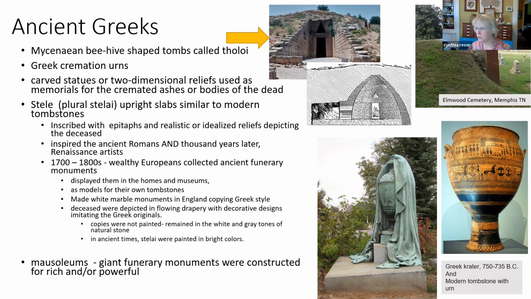They adopted it. And of course, we know the artists in the Renaissance loved everything Greek and Roman, and they adopted it. In the 1700s and 1800s, we have a neoclassical revival, and wealthy Europeans liked to go on the grand tour, and they would collect ancient funeral monuments because no one was really stopping them. And they would haul home tombstones in this style from Greece or Rome and display them in their homes and museums, and they used them as models for their own tombstones.